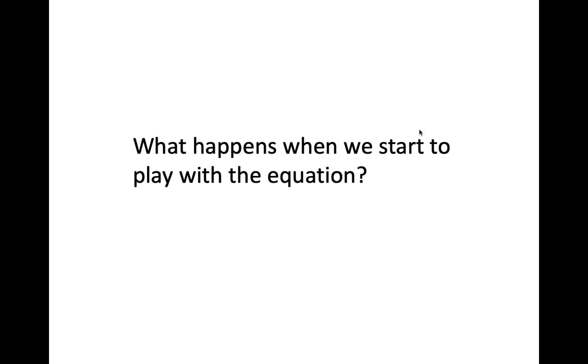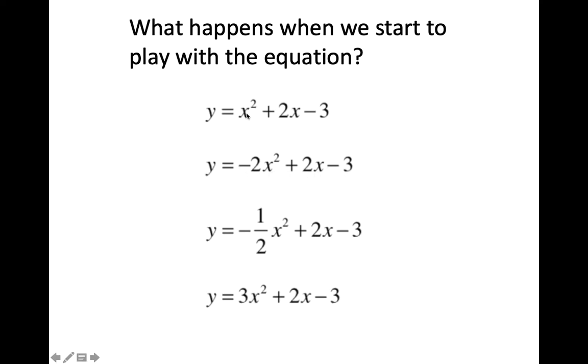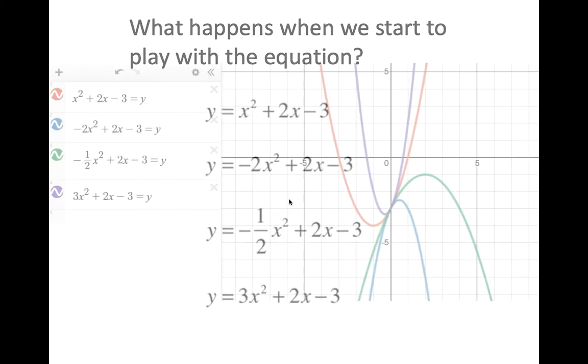Now, what we want to take a look at is what happens when we start to play with the equation a little bit and start to change the numbers. So for instance, here's a quadratic function. What if I start to change the first number, the a value? Notice it's still an A as it was in the vertex form as well. So what happens? Let's take a look at the graph.